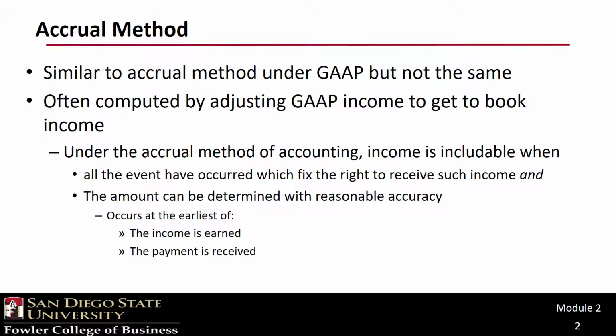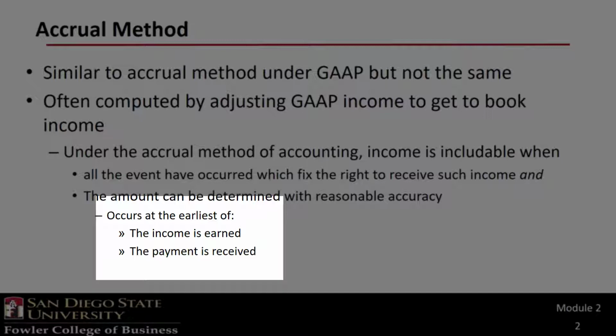Most businesses that keep GAAP financial statements will adjust book income to get to taxable income through a series of book-to-tax adjustments. Similar to the cash method, the tax law contains rules about when to recognize income and when to recognize deductions. Under the accrual method of accounting, income is includable when all the events have occurred which fix the right to receive such income, and the amount can be determined with reasonable accuracy. This occurs at the earliest of the income is earned or the payment is received.